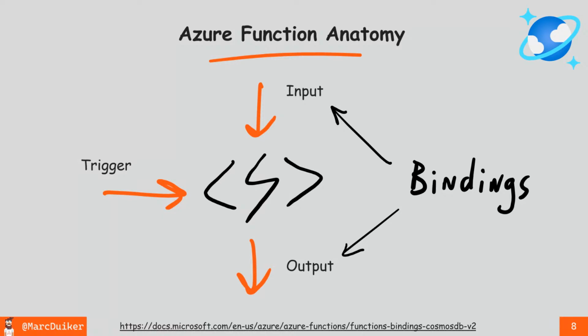So whenever we receive an HTTP post command in our function, we can use some of that information from the HTTP request to also look up some data from Cosmos DB. The same goes for the output. The output is also completely unrelated to the trigger. So we can have an HTTP trigger, and then we can easily store some data to Cosmos DB. And that's what we're going to do.